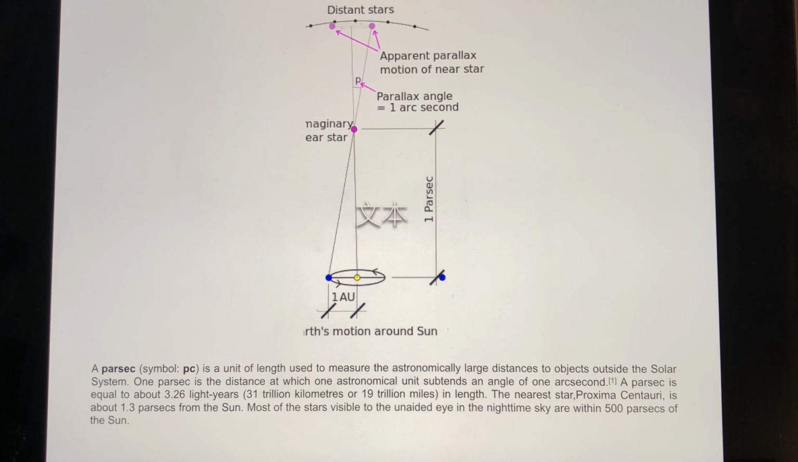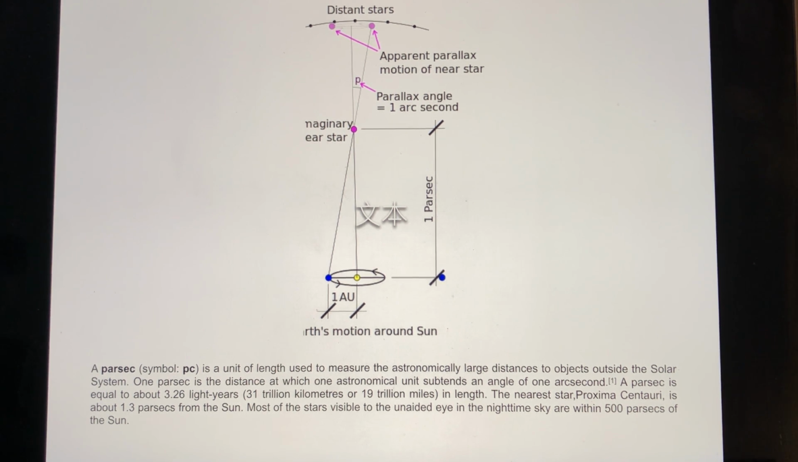In length, the nearest star, Proxima Centauri, is about 1.3 parsecs from the Sun. Most of the stars visible to the naked eye in the nighttime sky are within 500 parsecs of the Sun.